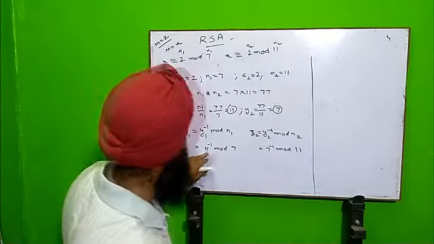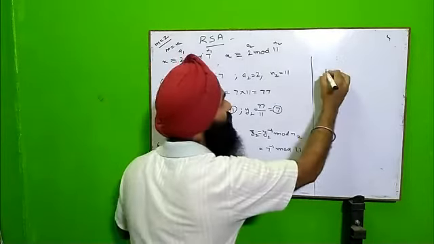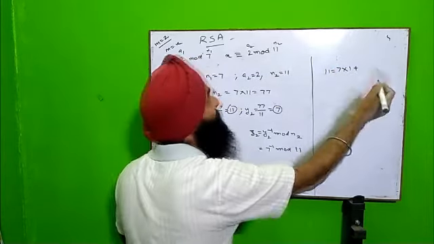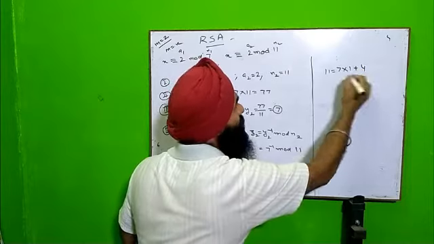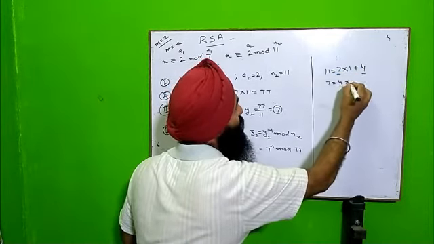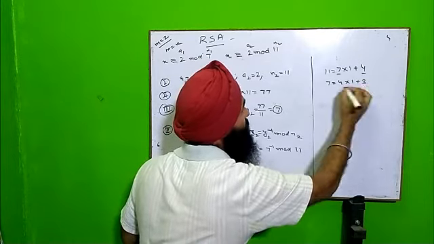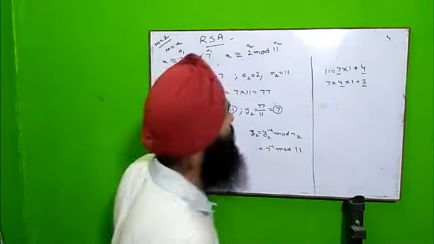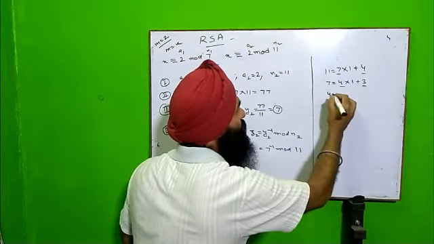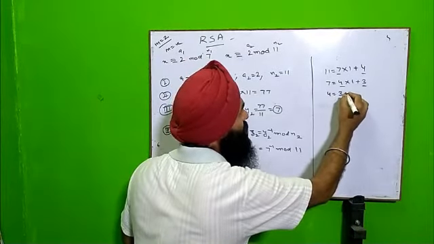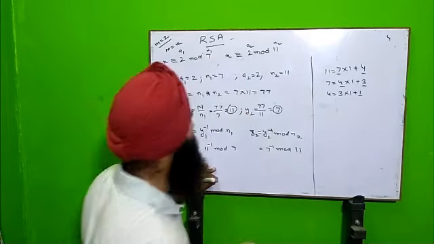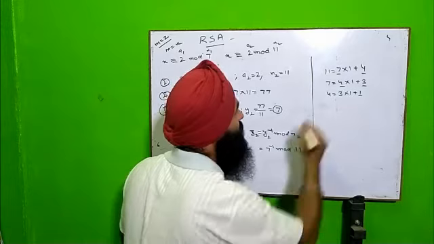So let's take 11 and 7. 11 is equal to 7 into 1 plus 4. Now taking 7 and 4, 7 is equal to 4 into 1 plus 3. 4 and 3, I think we already did this. Okay, so that would be 4 is equal to 3 into 1 plus 1. So 1 is the remainder, GCD of 7 and 11.